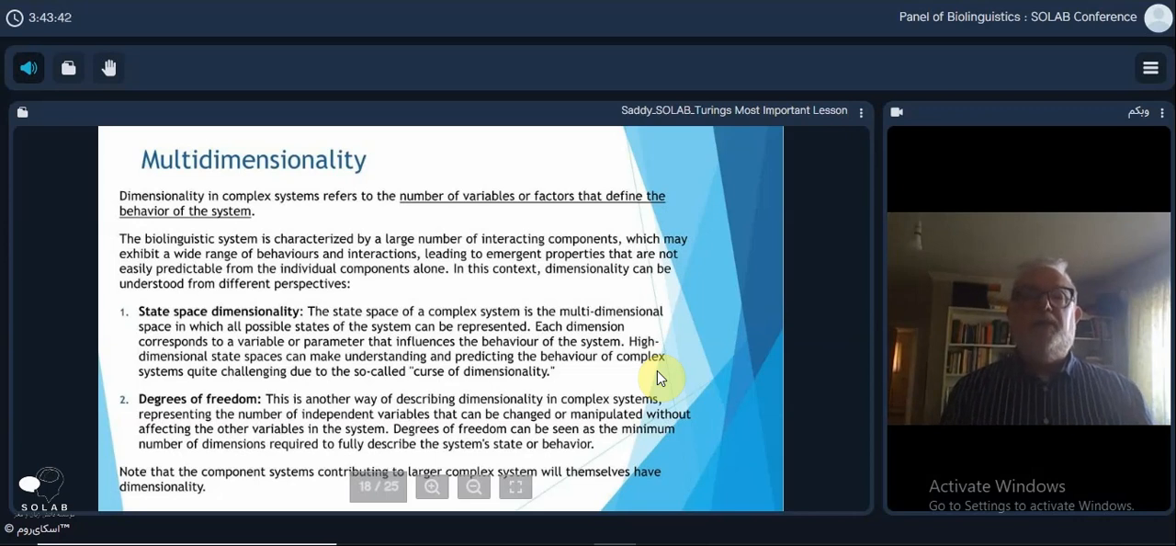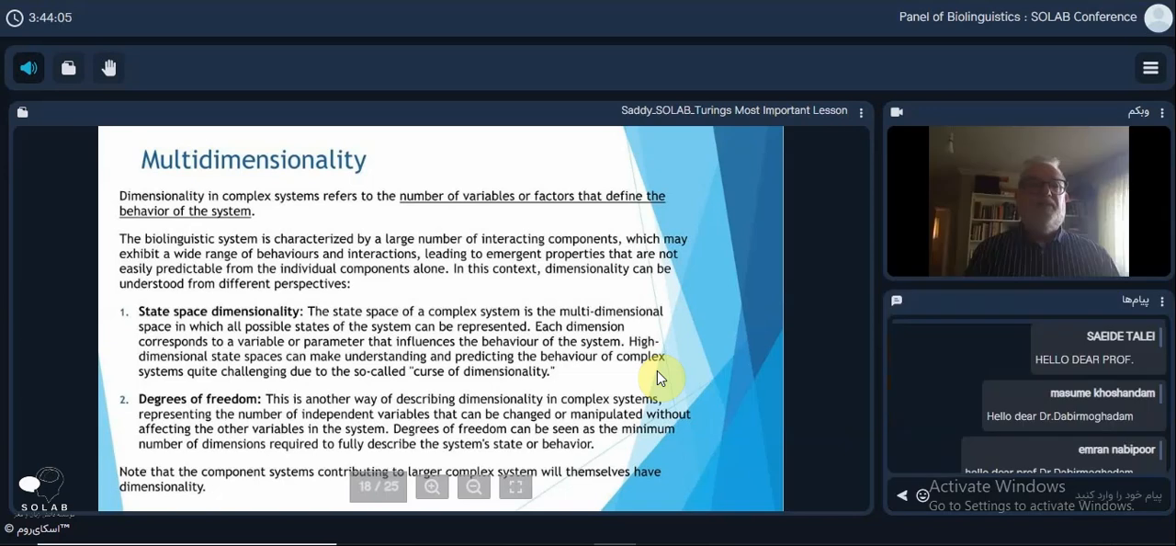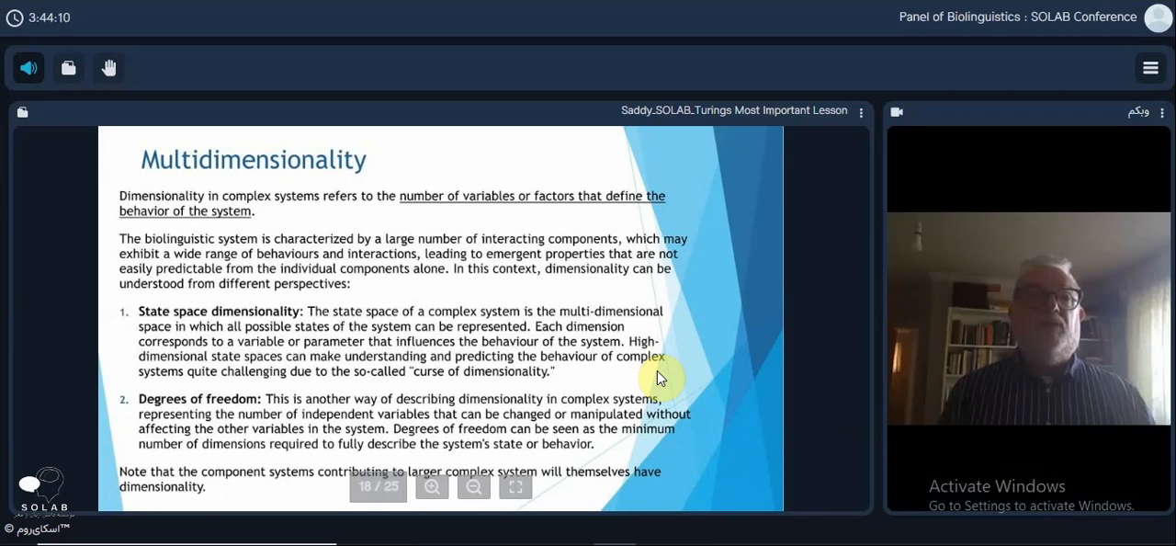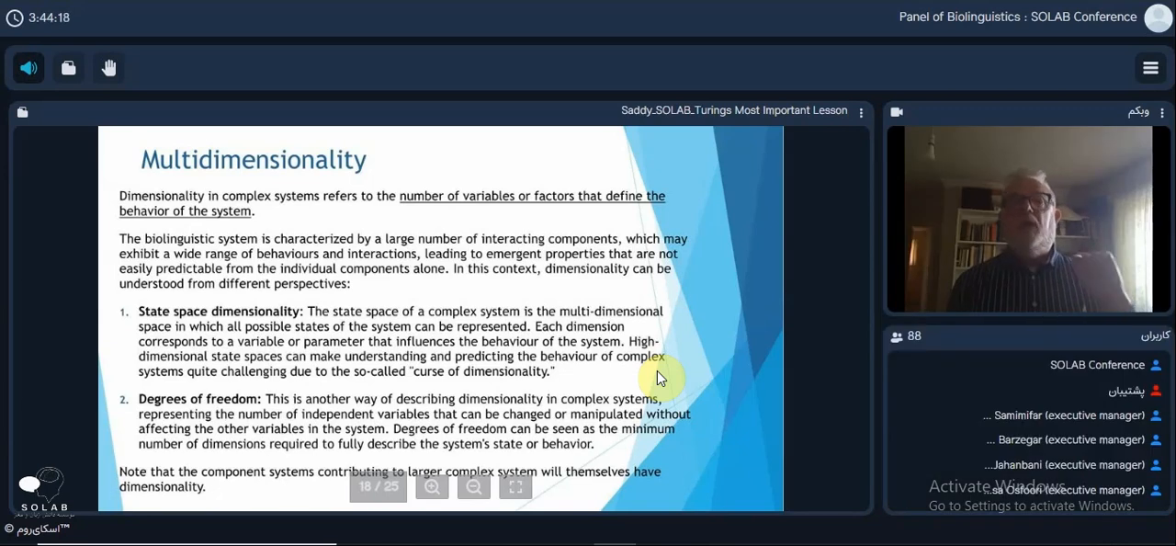In this context, dimensionality can be understood from different perspectives. The state-space dimensionality is the space of the complex system. It's the multidimensional space in which all possible states of the system can be represented. Each dimension corresponds to a variable or parameter that influences the behavior of the system. A high-dimensional state space can make understanding and predicting the behavior of complex systems very challenging due to the so-called curse of dimensionality. But this type of state space is kind of easy to visualize.